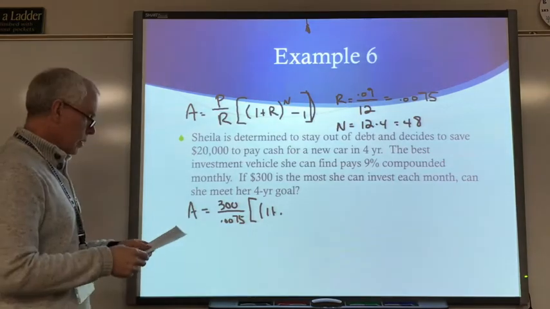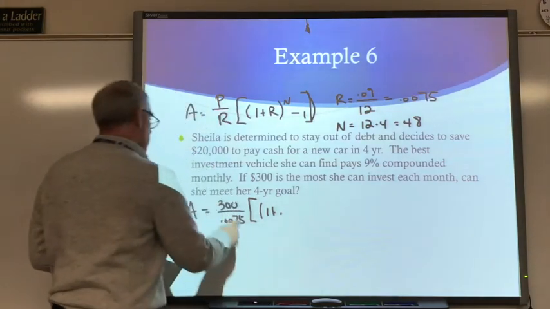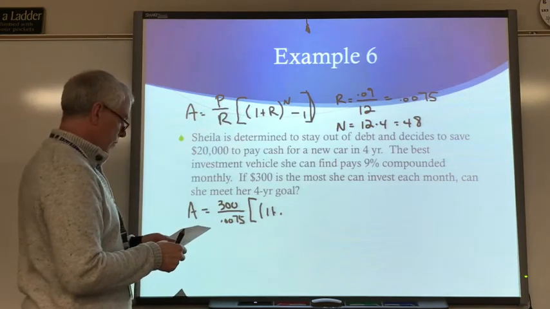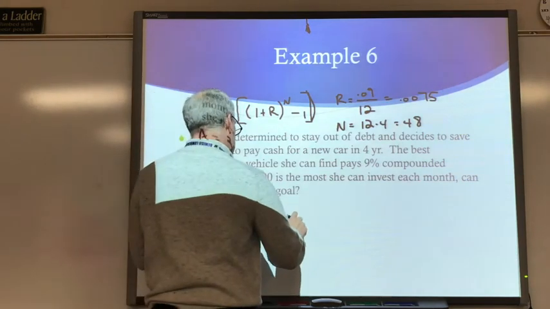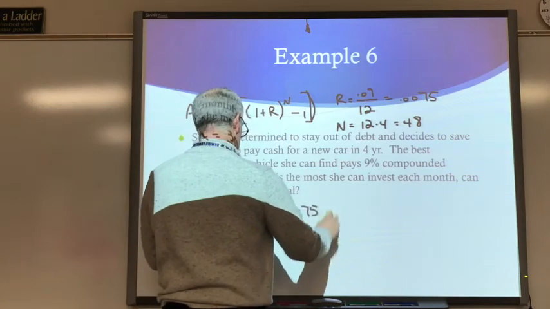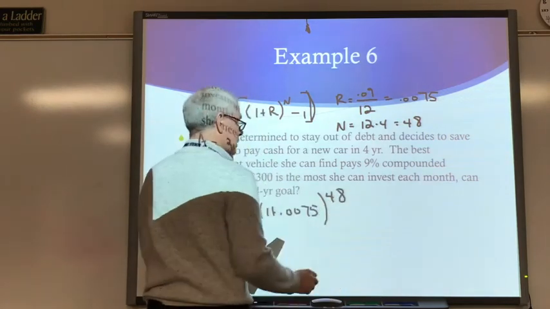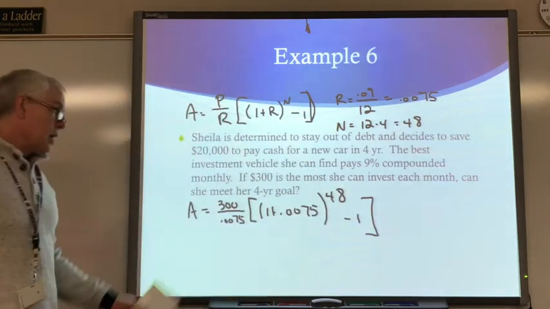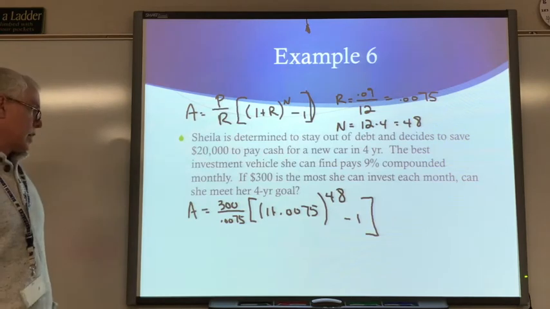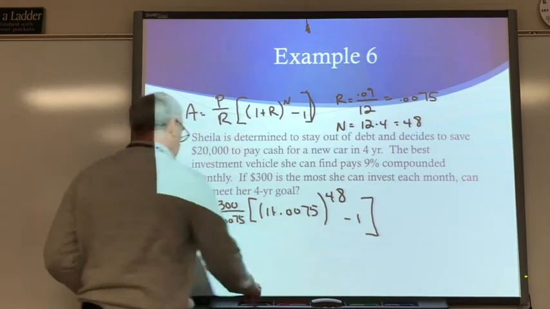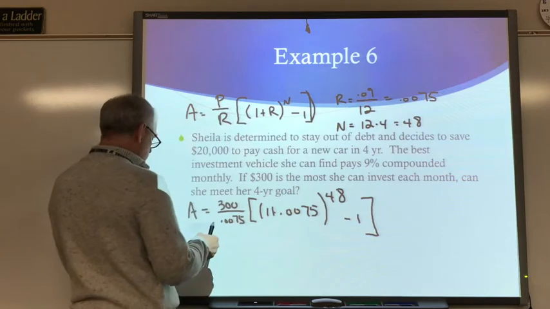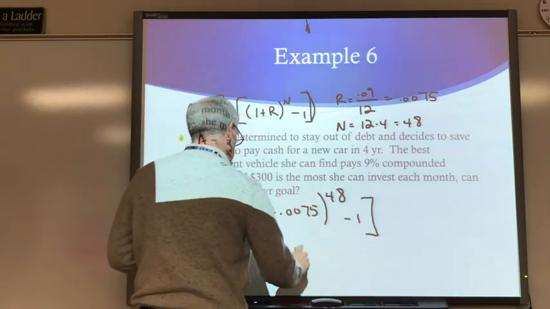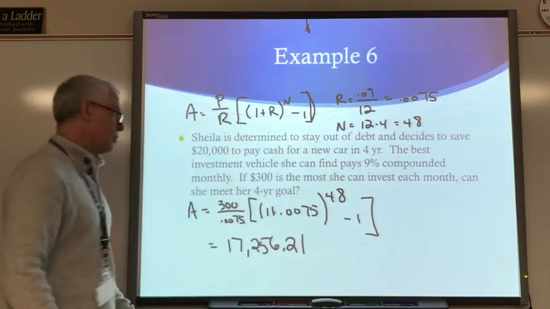So then I'm going to just plug this into this formula here. So I've got P, which was 300, over R, which was 0.0075. Then I get 1 plus 0.0075 raised to the N, which was 48, minus 1. Okay? So there's my formula. And the right side of the equal sign is just numbers, you guys. So I should be able to type all of that into the calculator. Okay? When I do that, I get 17,256.21.